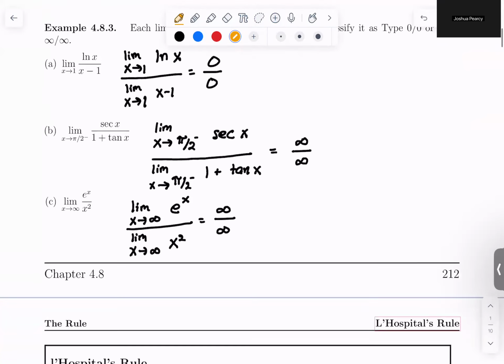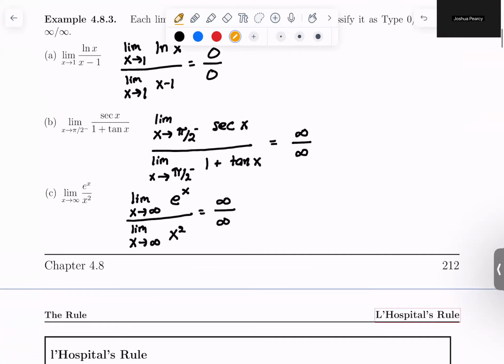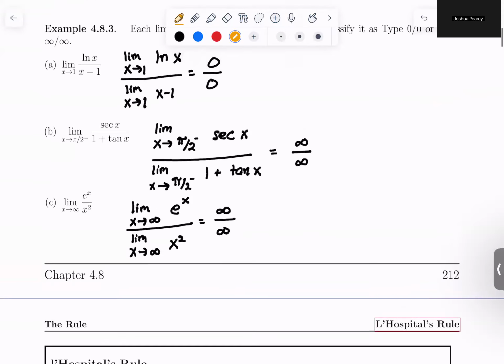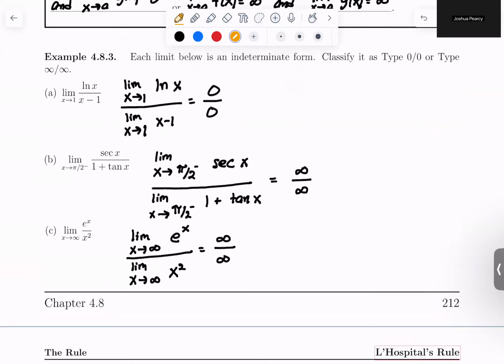Let's move on to the next one. For part B, it says the limit as x approaches pi over 2 from the left of secant of x divided by 1 plus tangent of x. What I did here was plug it into a graphing calculator. If you want to, you just pick something close to pi over 2 that's just a little bit less than it and see what it approaches. So it approaches infinity for both of these. So it's type infinity over infinity.